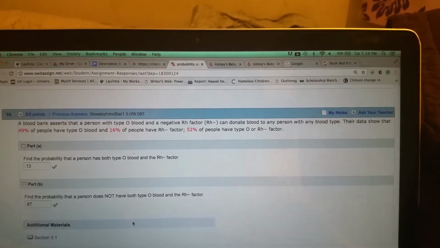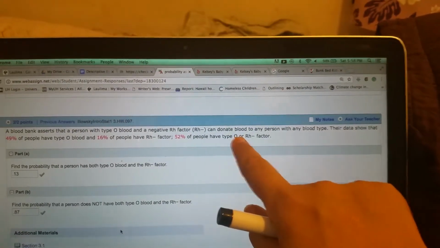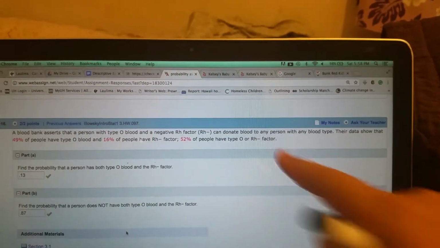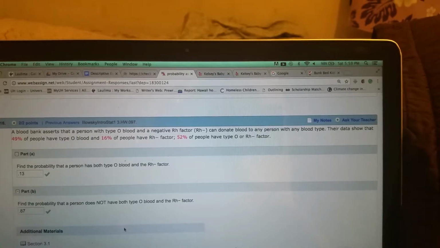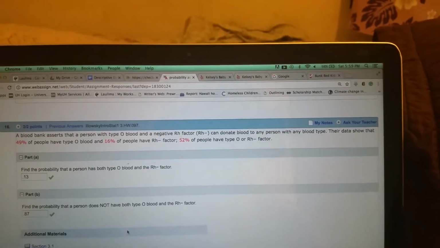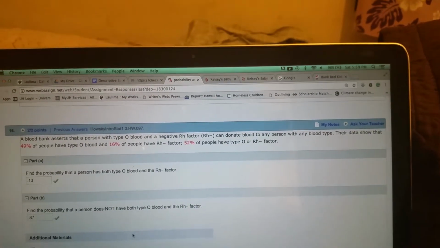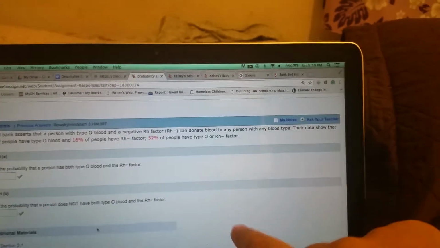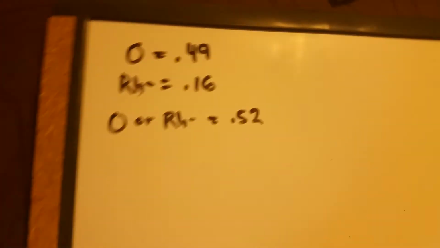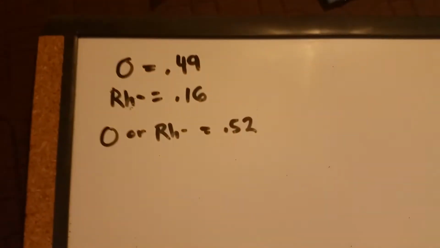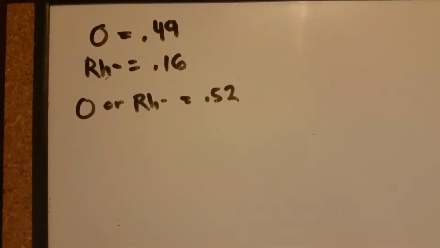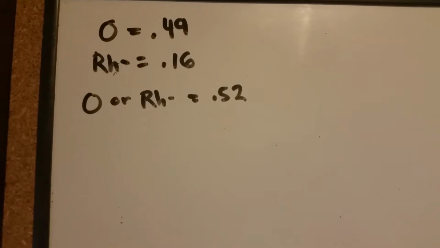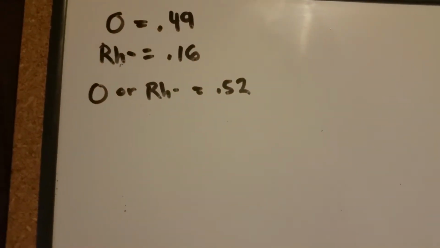And then 52% of people have type O or Rh negative factor. So O or Rh negative equals 0.52 for me. Now that's always going to be different for yours. So basically I wrote it out like that: O equals 0.49, Rh negative equals 0.16, and O or Rh negative equals 0.52.